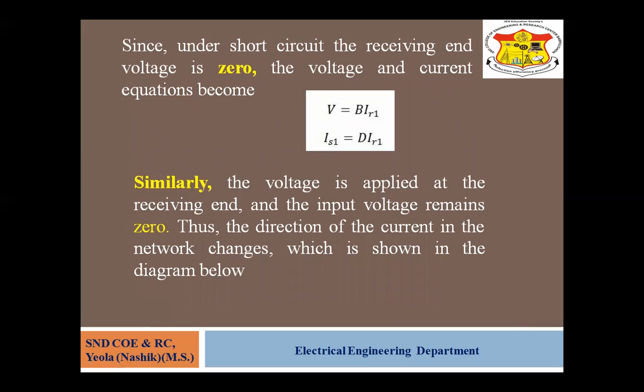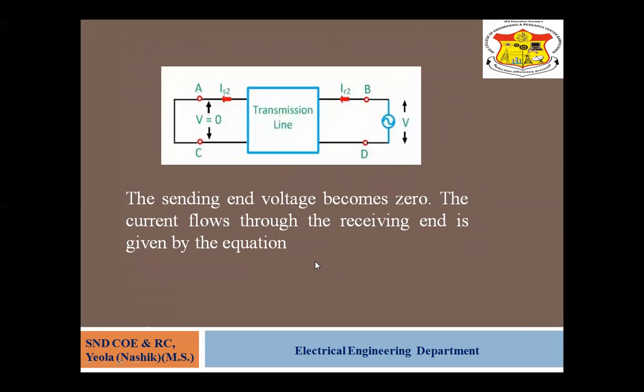Since under short circuit the receiving end voltage is 0, the voltage and current equations become V equal to B into IR1 and IS1 equal to D into IR1. Similarly, the voltage is applied at the receiving end and the input voltage remains 0. Thus, the direction of current in the network changes, which is shown in the diagram.